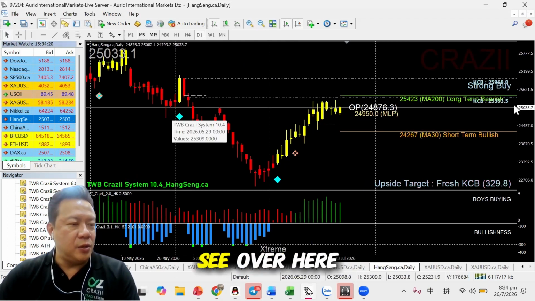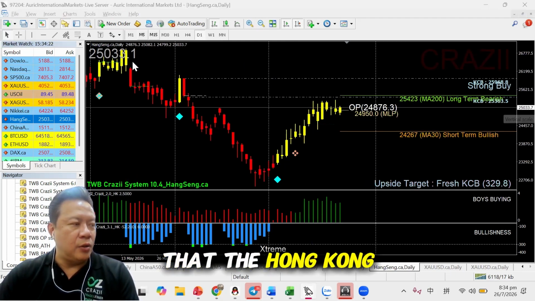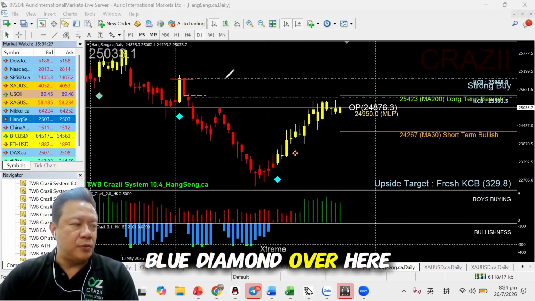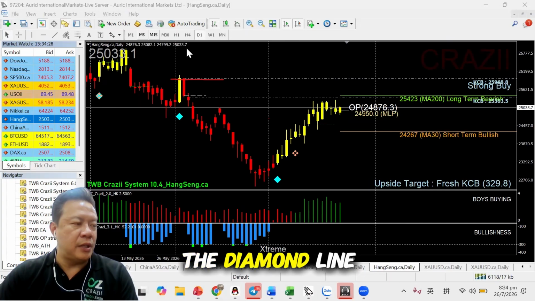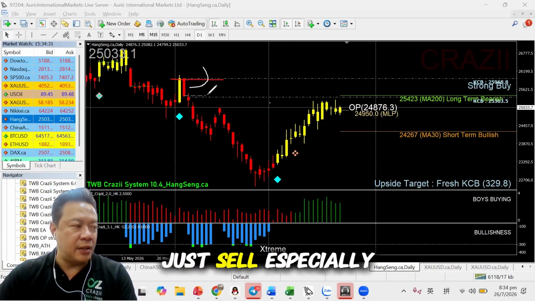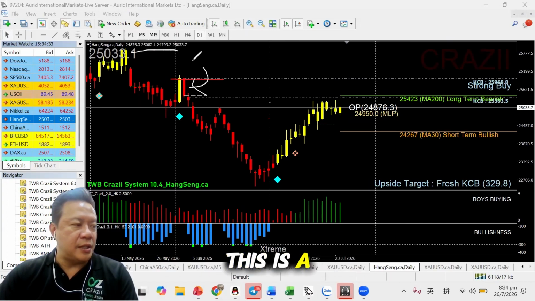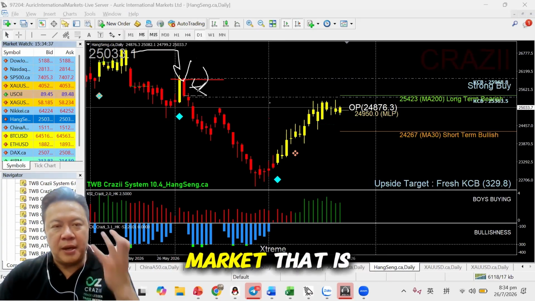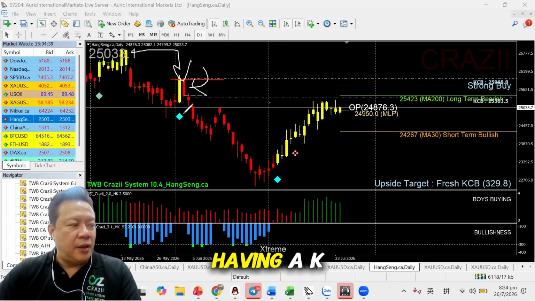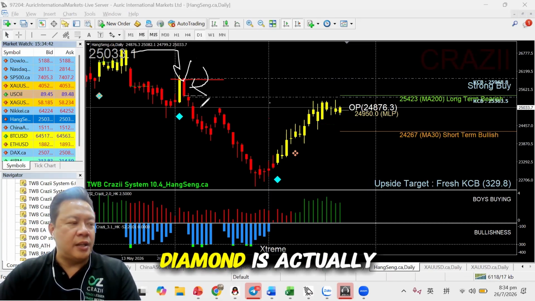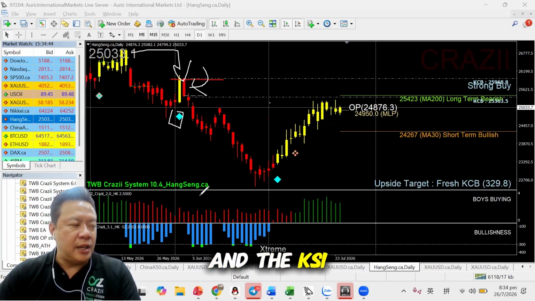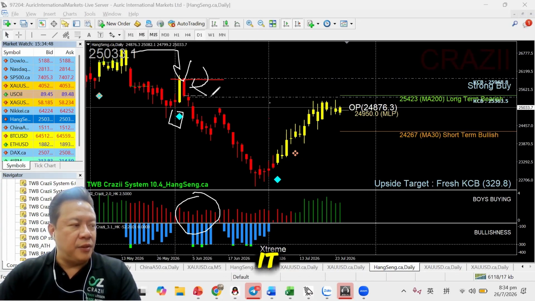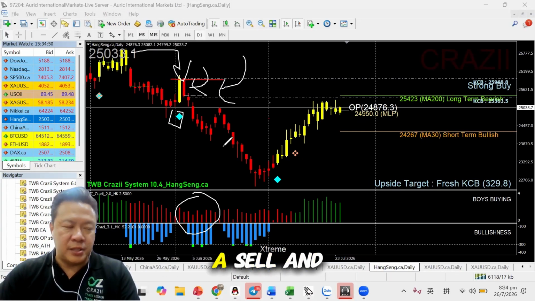You can see over here that the Hong Kong market at the moment has been coming down. There's a blue diamond over here. So once the market goes below the diamond line, you don't need to think so much, just sell. Especially as you can see this is a K trend down. It's a combination of the market having a K trend, the diamond being there, and the KSI being in the same direction. So once the market breaks down, it will be a sell.